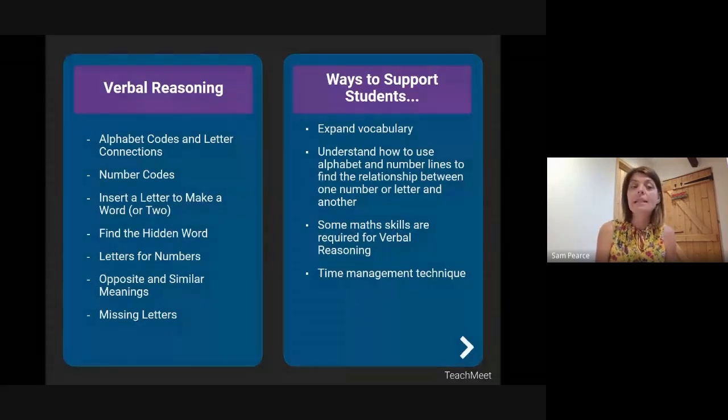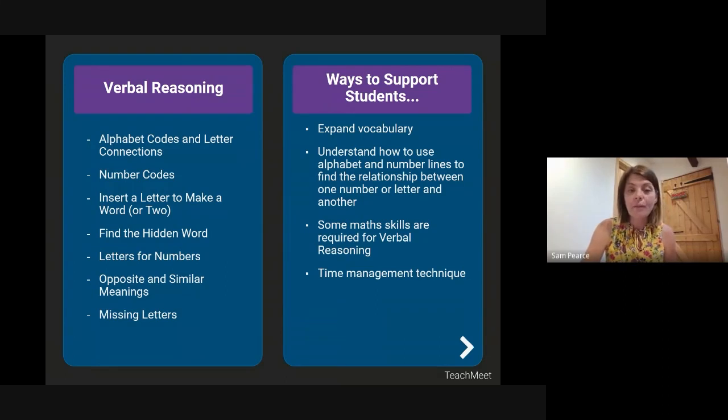How can you do that? Well, expanding their vocabulary is really important, especially with those vocabulary-based questions when you're looking at lists of words and you're trying to find one that doesn't quite fit. It's never going to be obviously not fitting. So understanding vocabulary in that way is really useful.